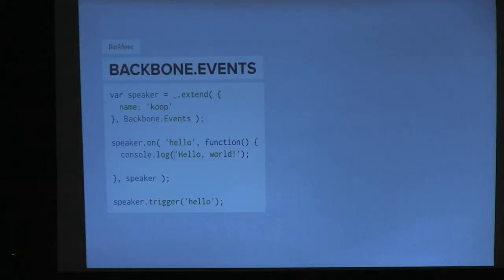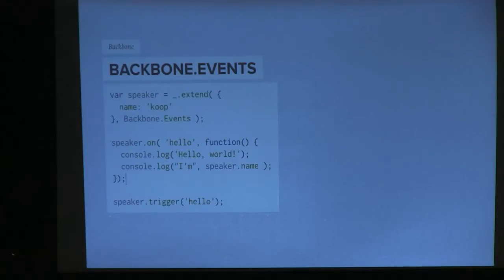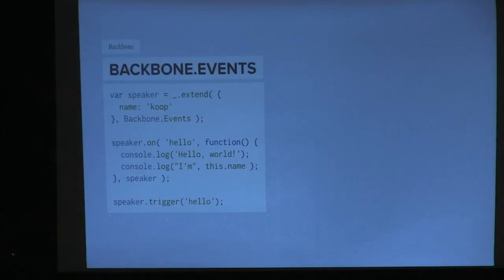So say the speaker has a name, my name, Koop, and then I want to also log the name. I could type speaker.name because I have a reference. But if I wanted to use this in this circumstance, I can pass speaker in as the final argument to on, and then I can change that to this. So it's simple, but you'll end up using it a lot.